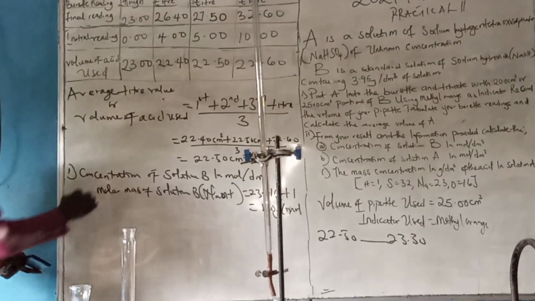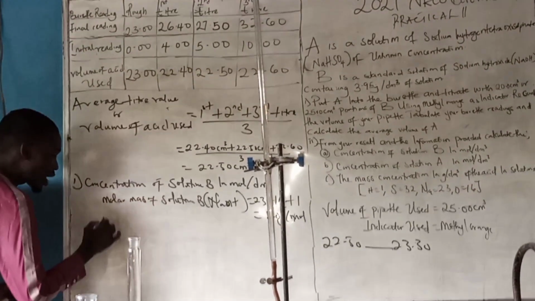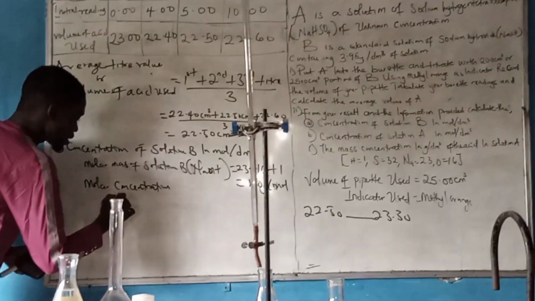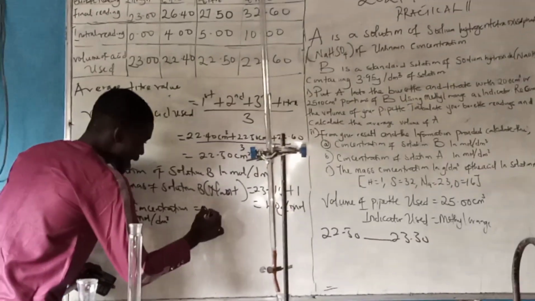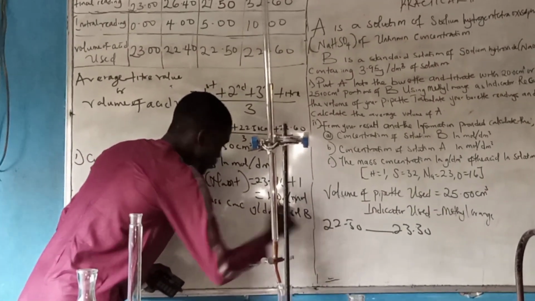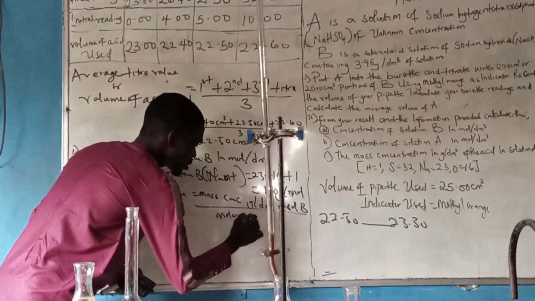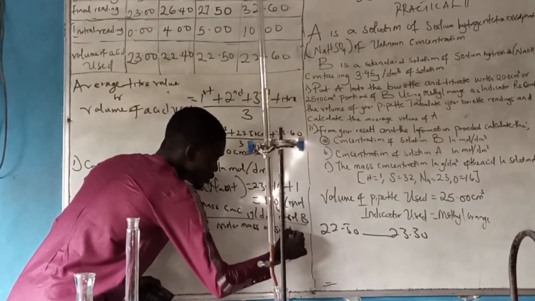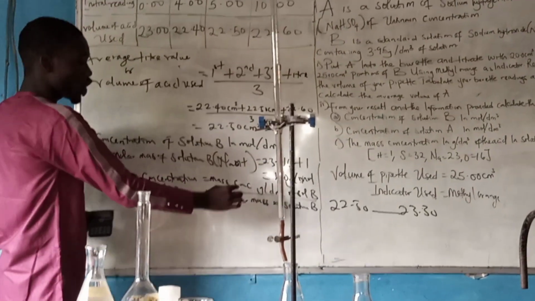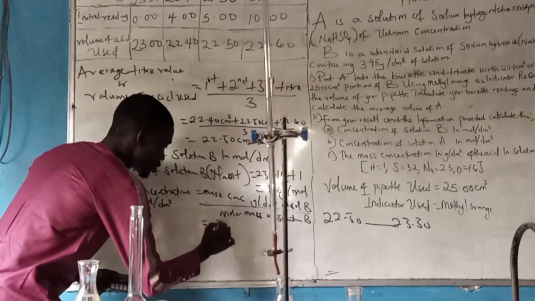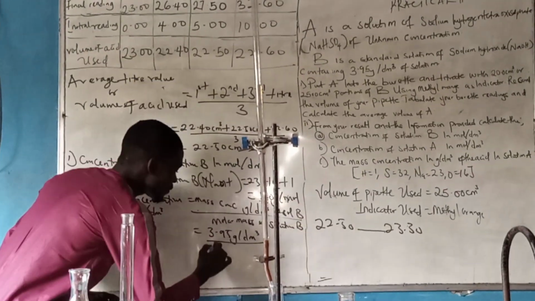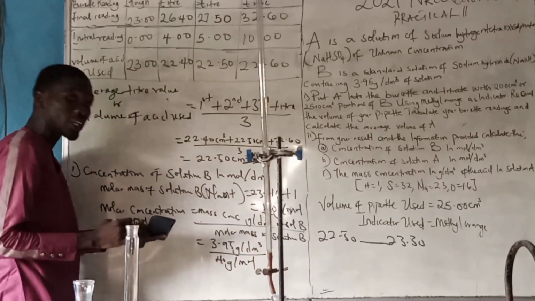So now, how do we calculate the concentration of B in mole per dm cube? You can say molar concentration in mole per dm cube is equal to mass concentration in gram per dm cube of solution B divided by the molar mass of solution B. Are you getting it now? With what we have on the board, our mass concentration of solution B is given to be 3.95 gram per dm cube divided by the molar mass, which is 40 gram per mole. Mind you, the unit we have calculated for is what?